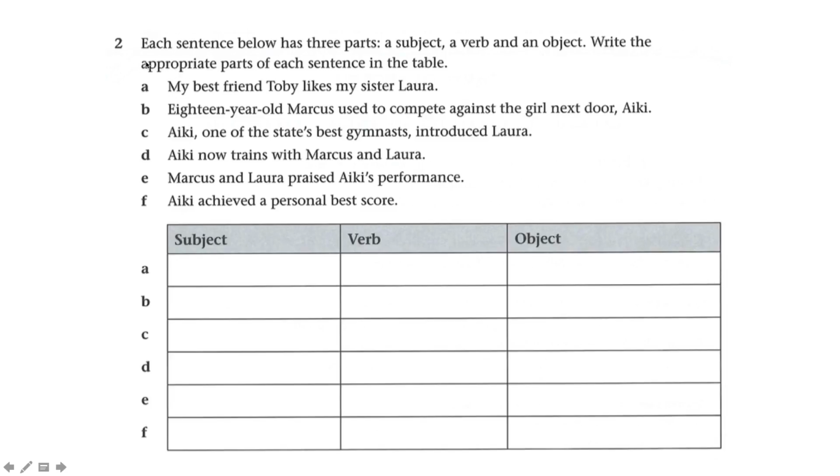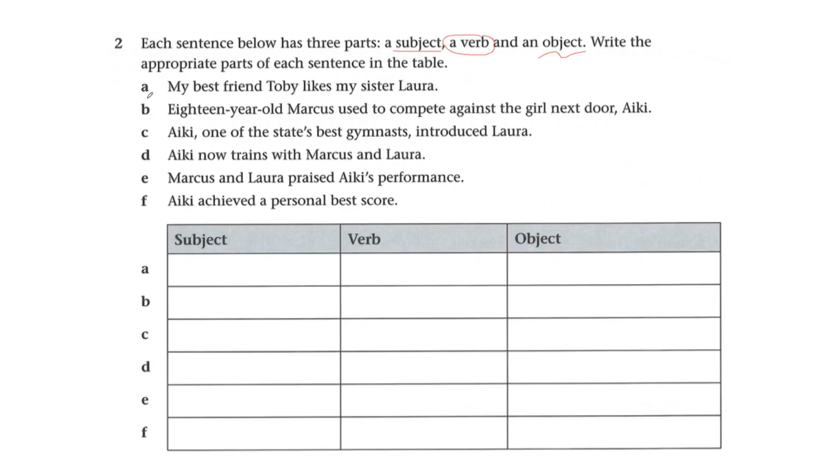Question 2, or activity 2, is perhaps a little bit more tricky, but you'll be able to do this if you follow the instruction. Each sentence below, so it's referring to the A to F here, has 3 parts: the subject, the verb, and the object. So if you really wanted to, you could follow a similar sort of pattern: subject, verb, and object. Write the appropriate parts of each sentence into the table. And here's our table here.